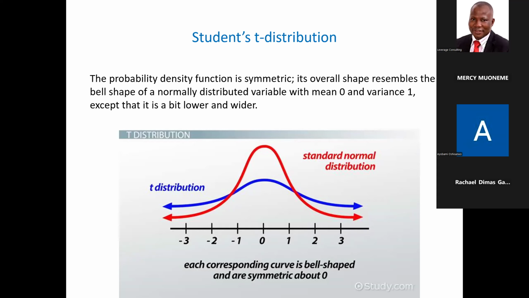You can see it's only the degrees of freedom. Can you see the shape? The red one is the normal distribution. The T distribution, you see that it is flatter. You will be surprised that the area under the graph is the same for both of them. The red is the normal distribution, the blue is the T distribution. Its overall shape resembles that of the bell shape of a normally distributed variable with mean 0 and variance 1, except that it's a bit lower and wider, as you can see.